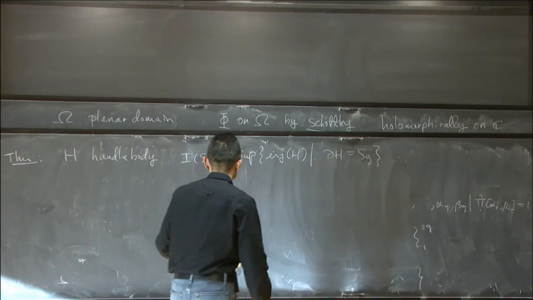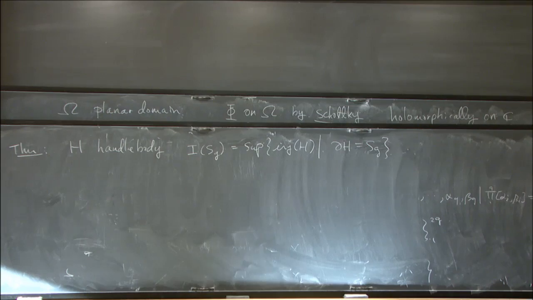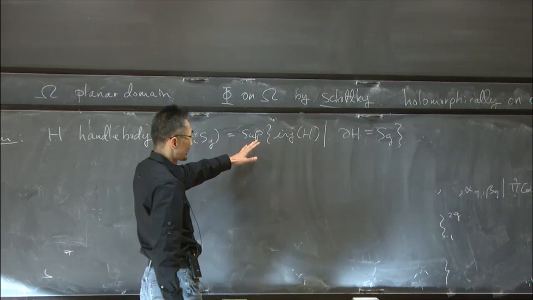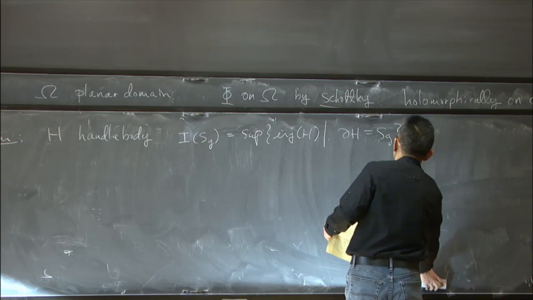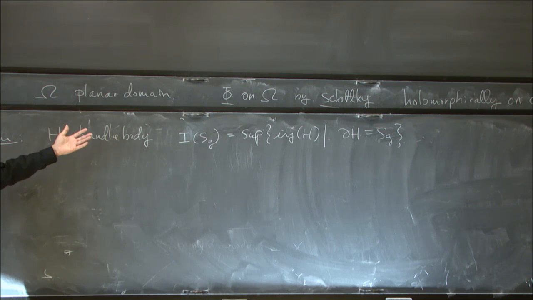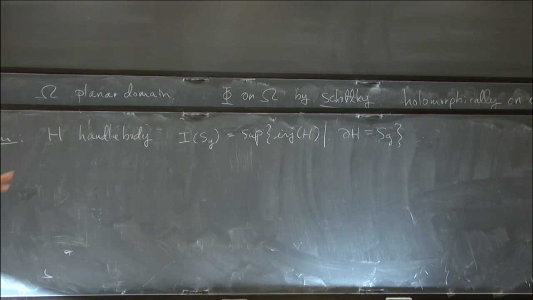So if I take a handle body and I consider the sup of injective radius of all the handle body that's bounded by this Riemann surface. There's an infinite number of them. It's just different markings on a handle body gives me different ways of attaching a handle body on a Riemann surface.